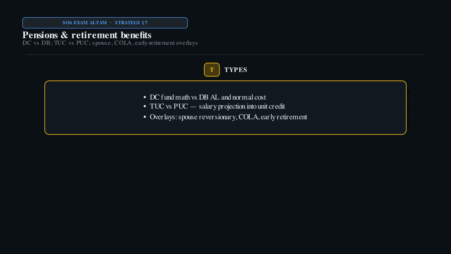Differences: DC fund math versus DB actuarial liability and normal cost. Traditional unit credit versus projected unit credit, salary projection into the unit credit. Overlays last, spouse reversionary, COLA on pension, early retirement optionality.